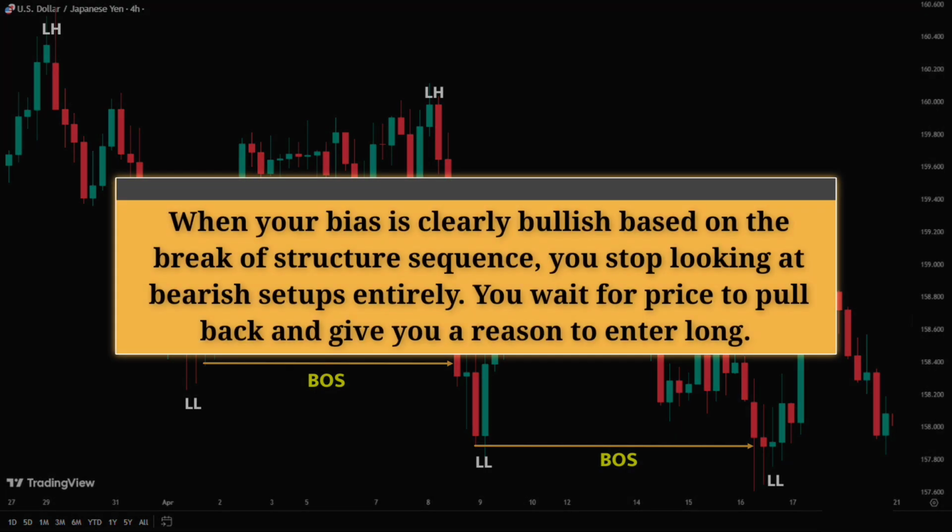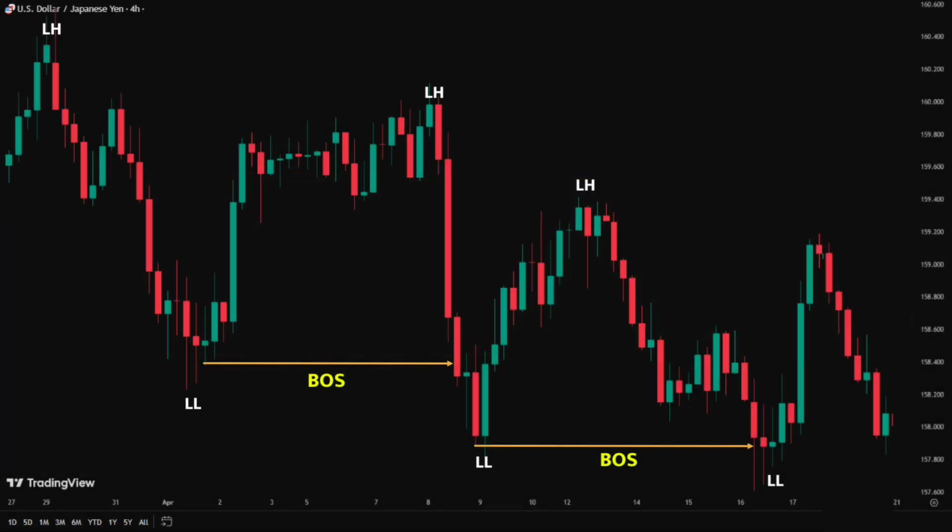When your bias is clearly bullish based on the break of structure sequence, you stop looking at bearish setups entirely. You wait for price to pull back and give you a reason to enter long. That discipline alone improves your results significantly over time.